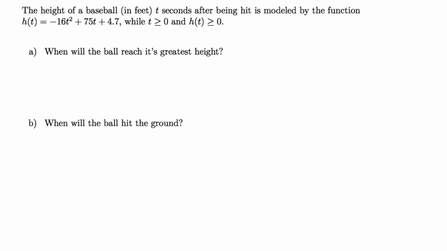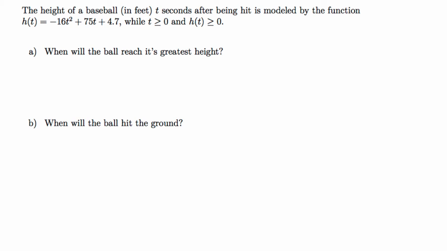In this video, we will look at the application of a quadratic function in the context of baseball. The height of a baseball in feet, t seconds after being hit, is modeled by the function h of t equals negative 16t squared plus 75t plus 4.7, while t is greater than or equal to 0 and h of t is greater than or equal to 0.